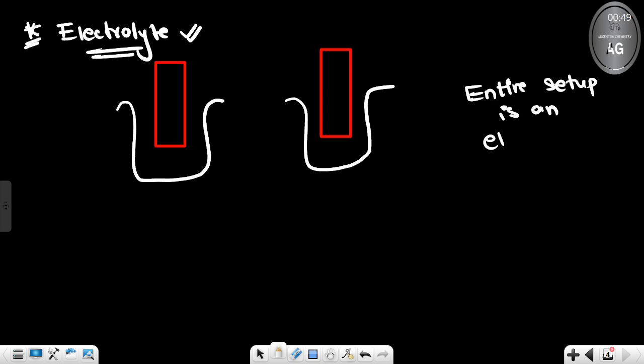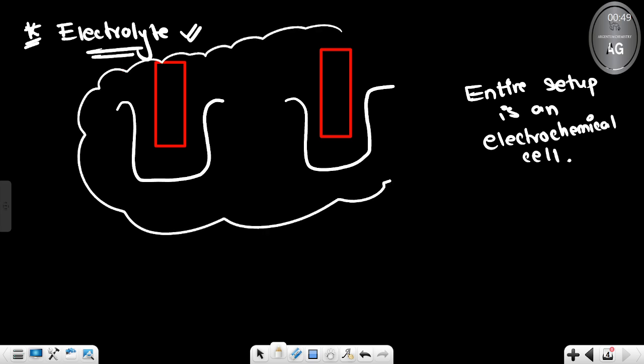The entire setup is an electrochemical cell. Specifically, it is a voltaic cell. This is an electrochemical cell, right? The entire setup will be the electrochemical cell, not the separate parts. I am just drawing this. This is the full thing. This full thing is an electrochemical cell, because people think that only this much is an electrochemical cell. No, the entire thing is an electrochemical cell.